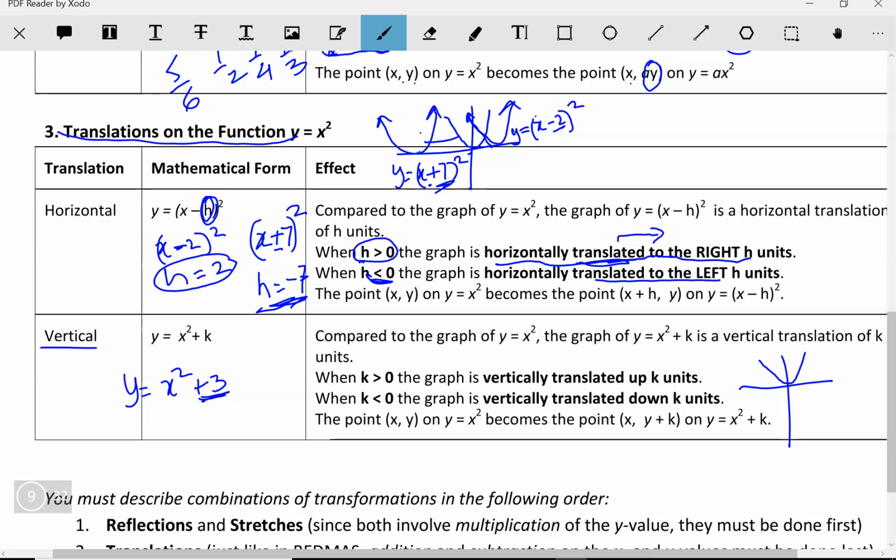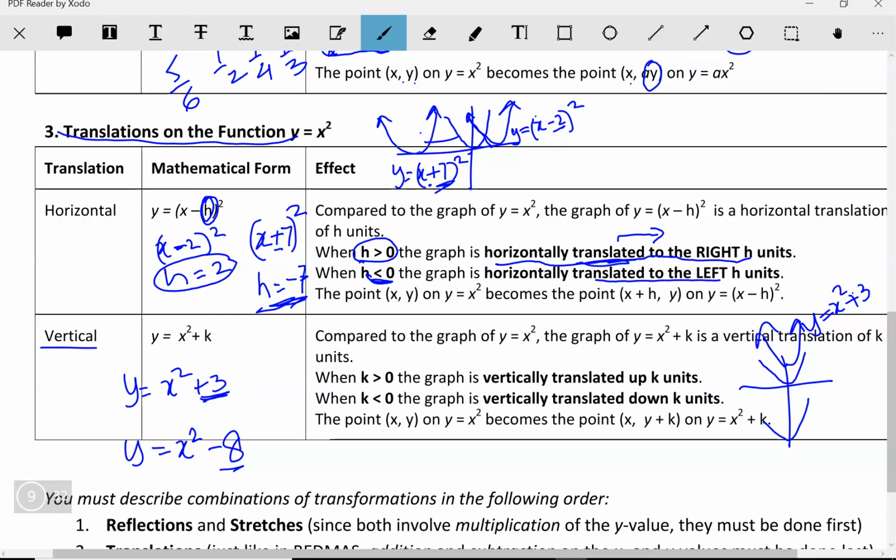There's no changing signs. You just look at it. If it's plus 3, you move this up 3 units like this. This is y equals x squared plus 3. And of course, we have the opposite way. y equals x squared minus 8 is a vertical translation down 8 units.